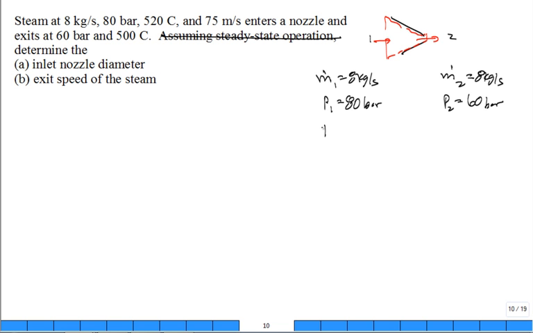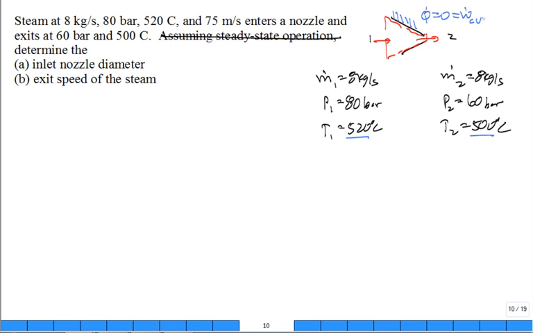How about the temperature at 1? It comes in hot, 520 degrees C. The temperature at 2 is 500 degrees C. It changed temperature a little bit. Does that mean there was a heat transfer with the surroundings because the temperature changed? Don't shake your head yes. No, the standard assumption in the nozzle is Q dot is 0, and that's the same for W dot CV. So how did the temperature change if there's no heat transfer?